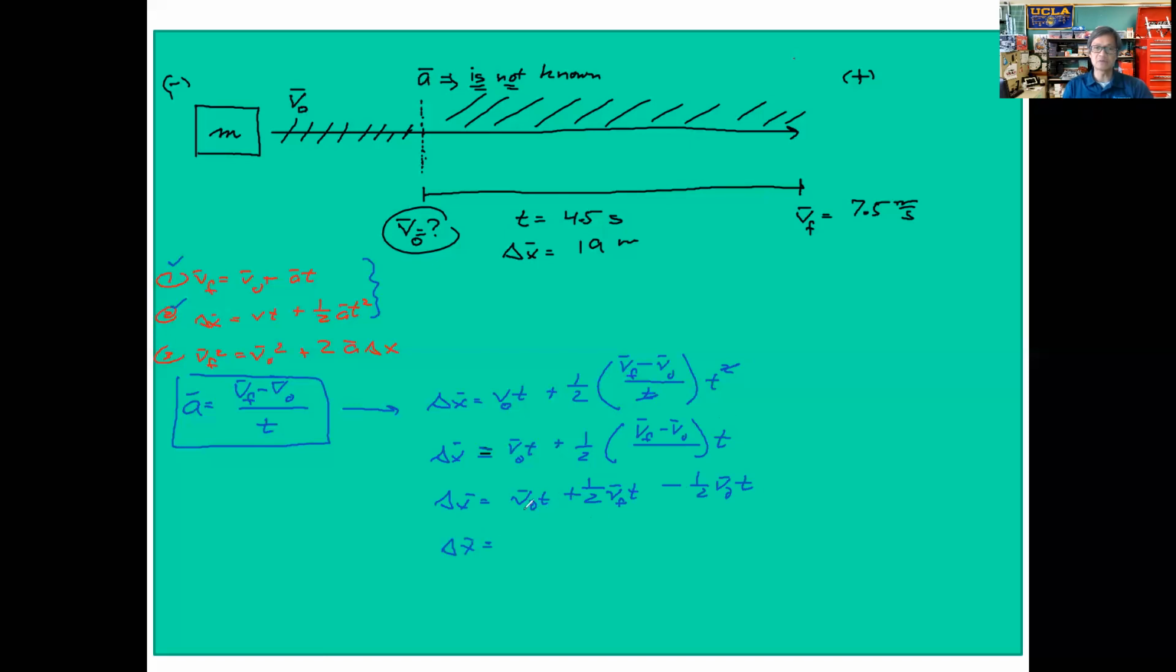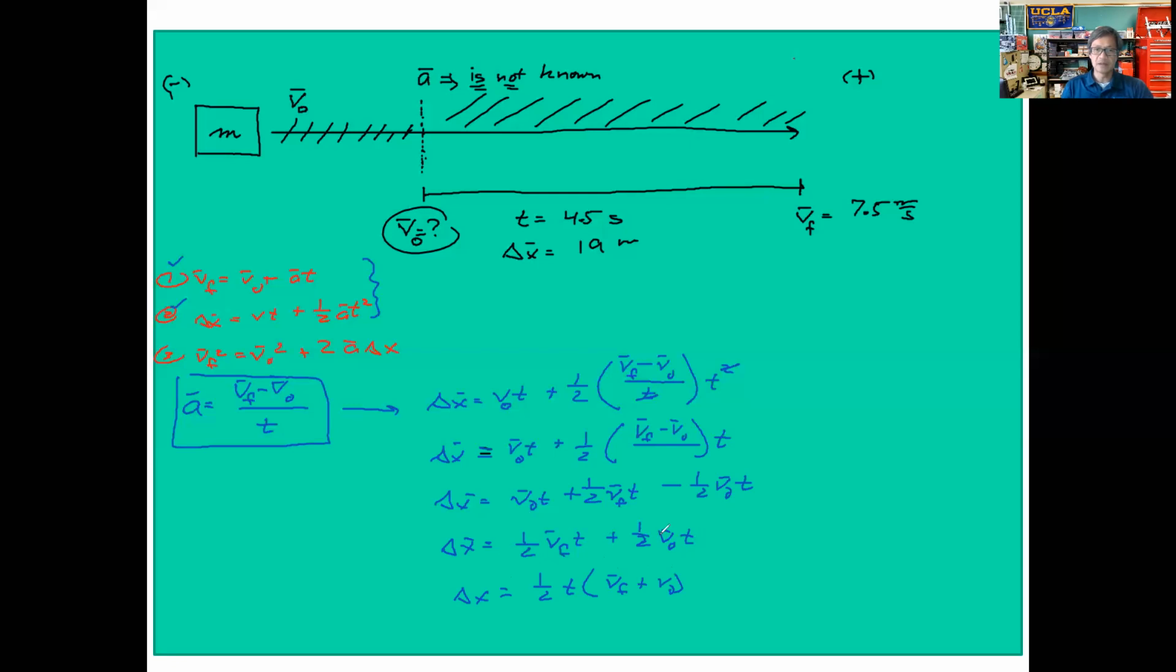So we have v initial t here, and we have 1/2 v initial t here. We can combine those two together to get 1/2 v final time plus 1/2 v initial time. With that said, one last simplification: we have 1/2 in common here, and we have time in common here. We can pull those out. We have then 1/2 t (v final plus v initial).